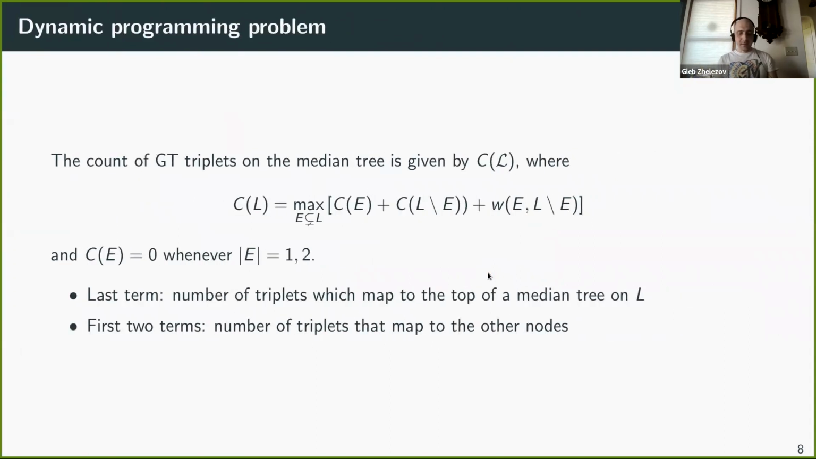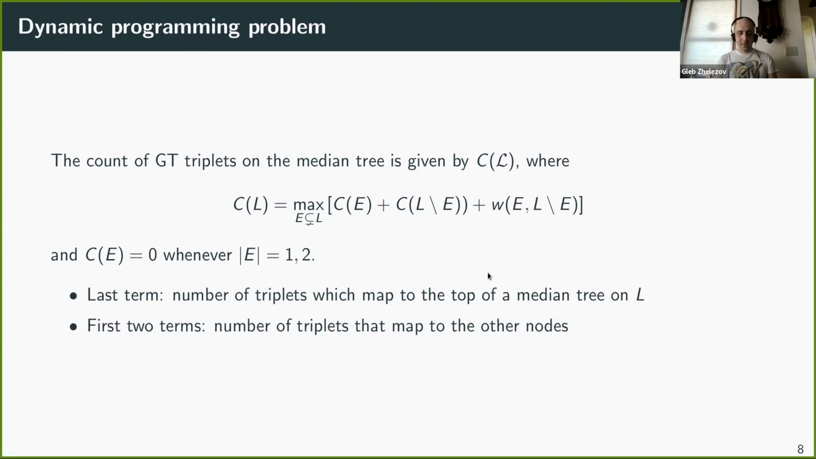The reason we define it is the following. Eventually, what we want to do is get the median triplet tree or the median quartet tree, and to do that, you'd have to at some point calculate the total number of common triplets or common quartets with the gene trees. So you could define it like this. You could say C is the total count of common triplets with the gene trees.